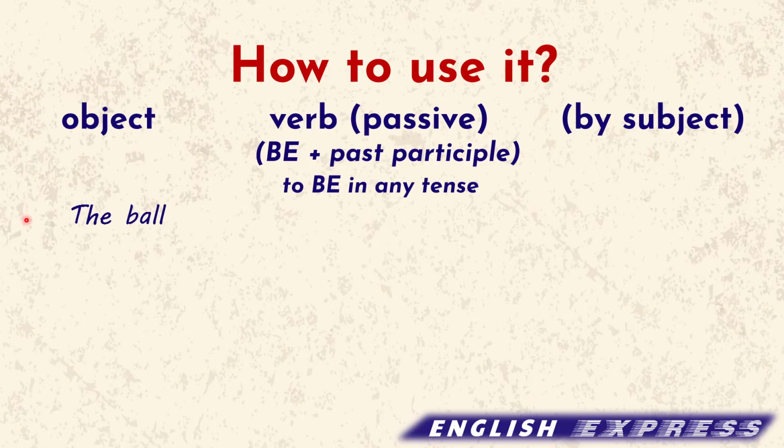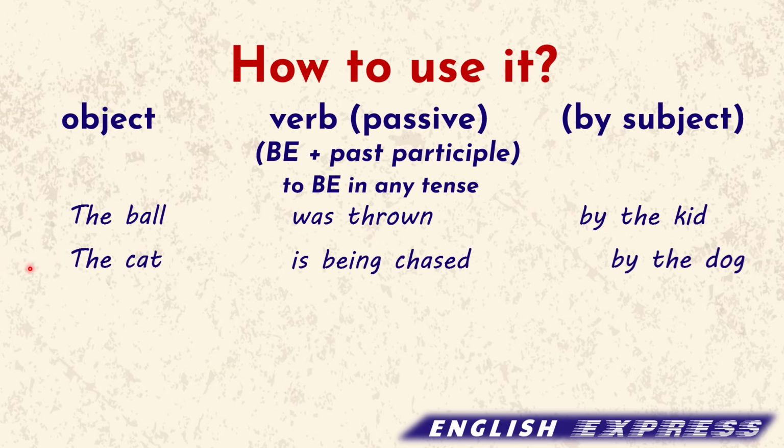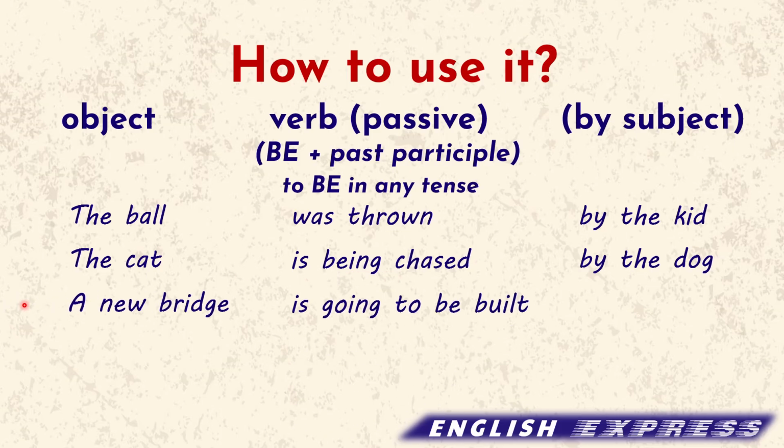For example, we can say the ball was thrown by the kid. The object, the ball, then we have the verb in the past, and now we have a subject at the end, using by. Or the cat is being chased by the dog, in this case in the present continuous. Or a new bridge is going to be built. Now in the future we're going to. And see, there's no subject here.